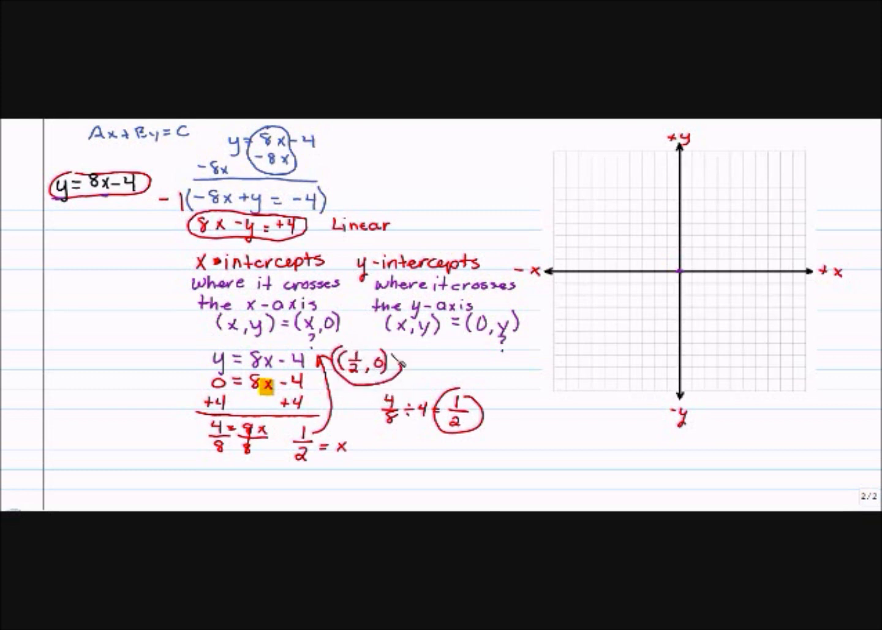Now that I have a point, I can graph it. Your x is 1/2, so I'm going to go over about 1/2. And your y is 0, so I don't go up and down. That's my x-intercept. Now let's find the y-intercept. If I look here, I look for my y-intercept when x is 0.